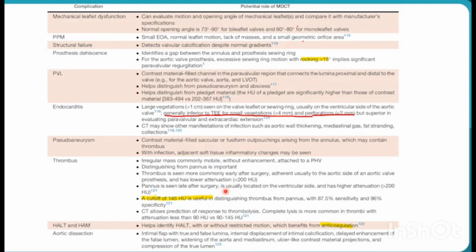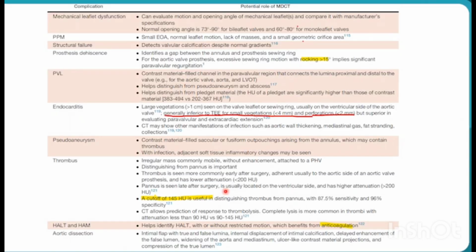So this is a table showing which investigations and what are the drawbacks of each one of them. Patient-prosthesis mismatch we'll discuss in detail. Prosthetic dehiscence, as discussed, rocking motion more than 15% implies significant paravalvular regurgitation. For paravalvular leak, the MD-CT basically helps distinguish pseudoaneurysm from abscess.